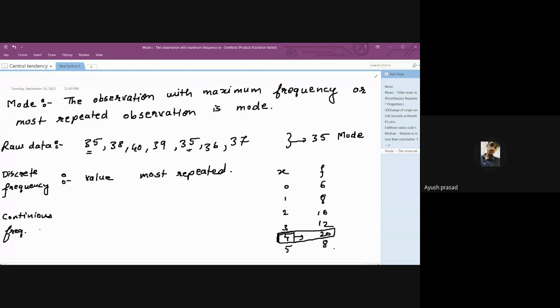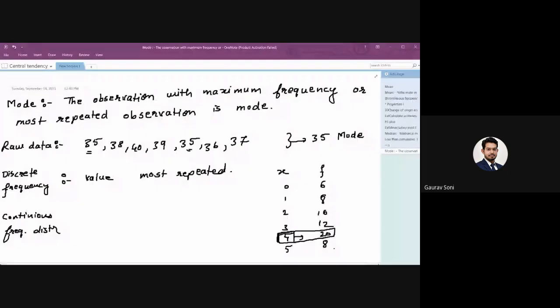Sir, I did not understand this part. What didn't you understand? The 4 you have circled, there is 4 and 20. What is the definition of mode, Ayush? The observation with maximum frequency and most repeated observation. Yes. Which value of X has the highest frequency? Oh, okay, sir, I understand. That time a call came, so I did not see that. Okay, no problem.